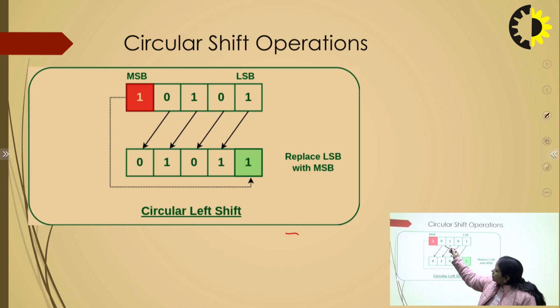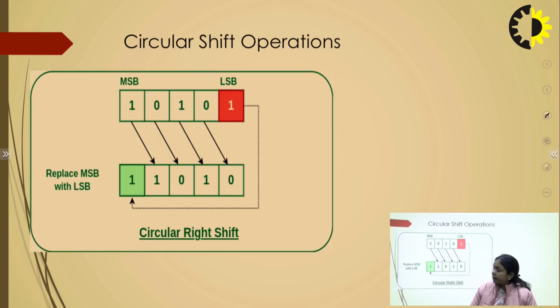So you can see here 0 will be placed here, 1 will be placed here, 0 is placed here, 1 is placed here, and this one will be placed in this particular place, which is the place of the LSB. So this is known as a circular left shift. Now the circular right shift, what will happen in the right shift? When we perform a right shift, what will we have? You can see here, this is the LSB and this is the MSB. In this case, the shifting will be done in this direction because we have a right shift.